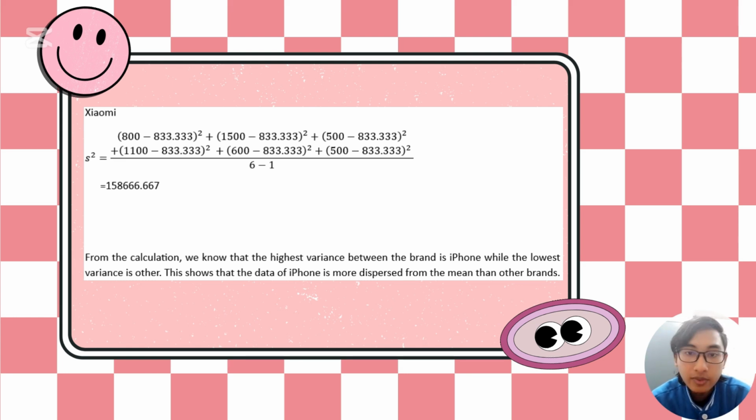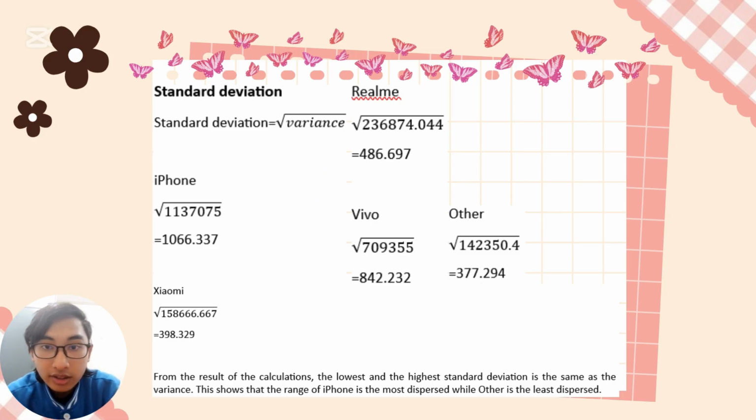From the calculation, we know that the highest variance between the brands is iPhone, while the lowest variance is others. This shows that the data of iPhone is more dispersed from the mean than the other brands. For standard deviation, we just take the square root of the variance. For iPhone, we got 1066.337. For others, we got 377.294. For Realme, we got 486.697. For Vivo, we got 842.232. And lastly, for Xiaomi, we got 398.392. From the result of the calculation, the lowest and the highest standard deviation are the same as the variance. This shows that the range of iPhone is most dispersed, while others is the least dispersed.